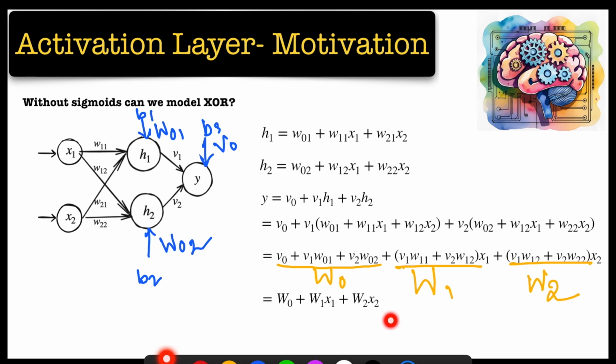So this is still a linear combination. The combination of all these linear equations is always linear, right? We added a linear equation here, we added a linear equation here, and then we added one more. Y was a linear combination of H1 and H2, but ultimately we got one linear combination again, right? So it doesn't matter how many hidden layers we add, our output will still be a linear equation.